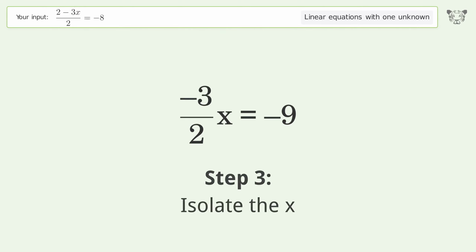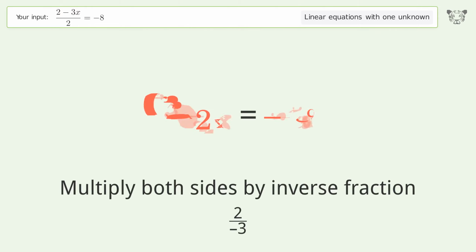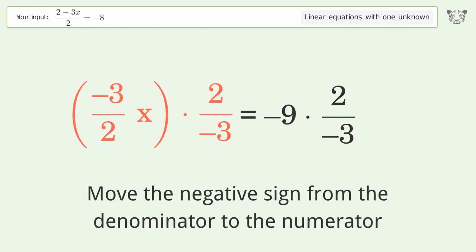Isolate the x. Multiply both sides by the inverse fraction 2 over -3. Move the negative sign from the denominator to the numerator.